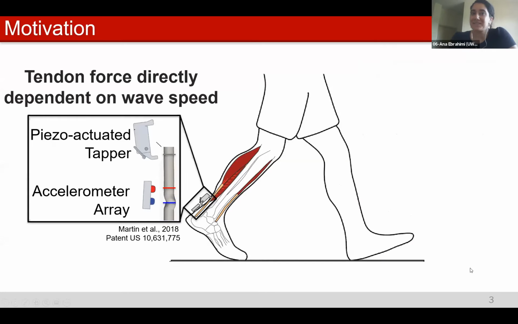factor. Recently, patented shear wave tensiometers have been developed to measure shear wave speed over superficial tendons. The tensiometers tap on the tendon and the wave is picked up by miniature accelerometers in an array. Then, using a tension beam model, tendon force is directly dependent on shear wave speed.